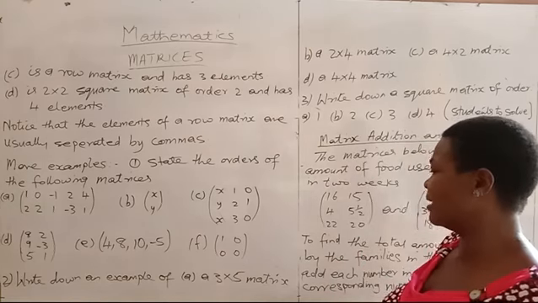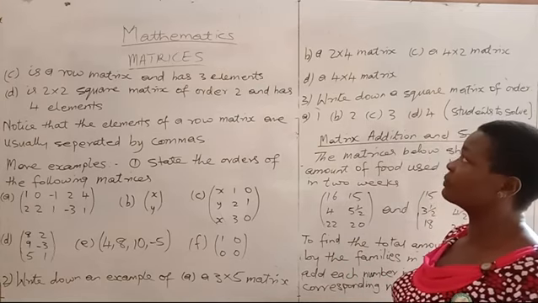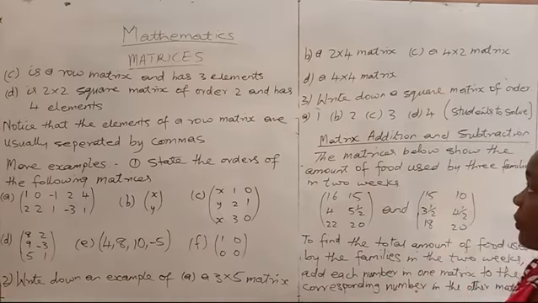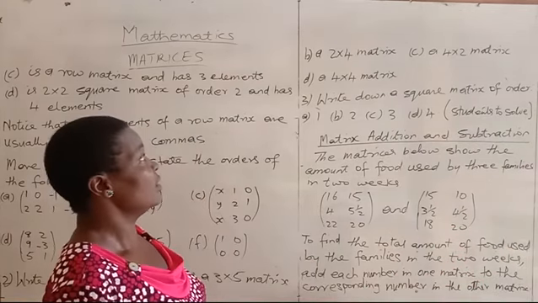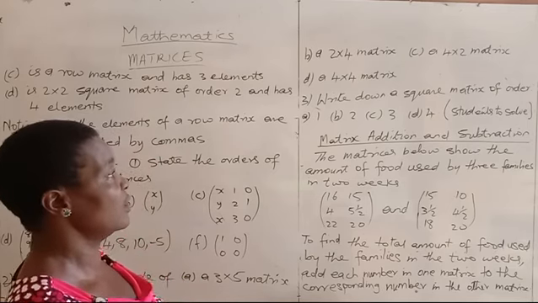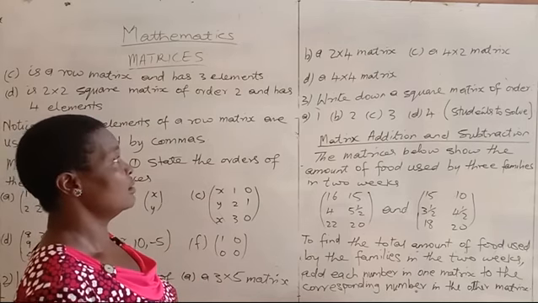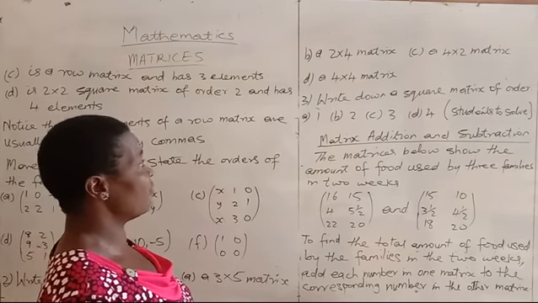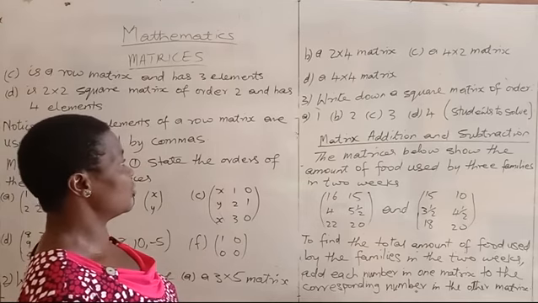Write down an example of a 3 by 5 matrix. B, a 2 by 4 matrix. C, a 4 by 2 matrix. D, a 4 by 4 matrix.